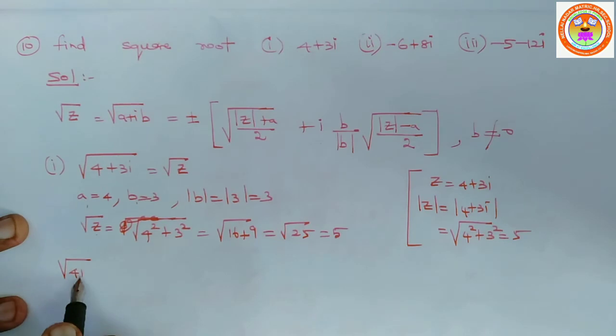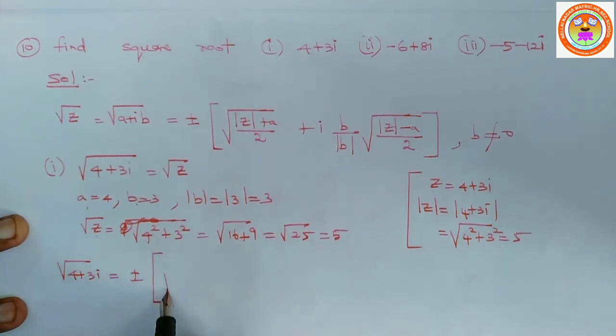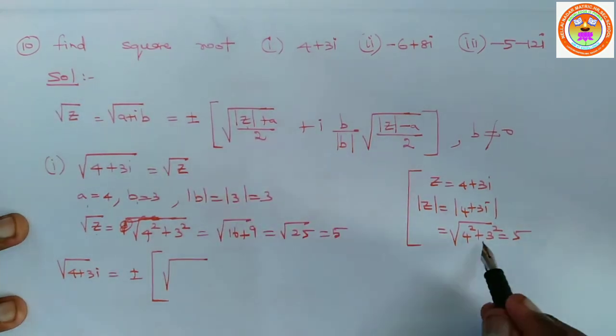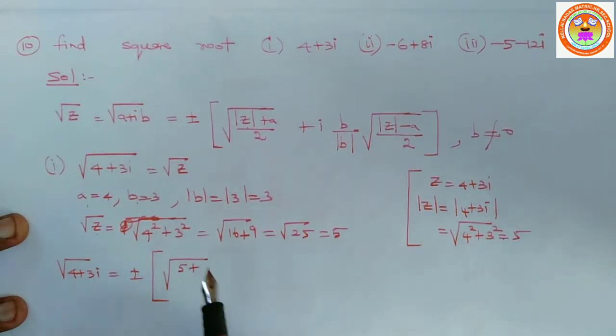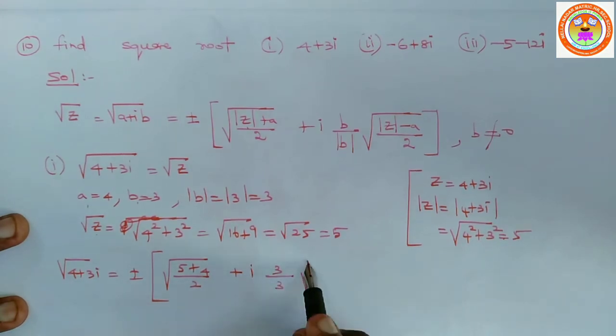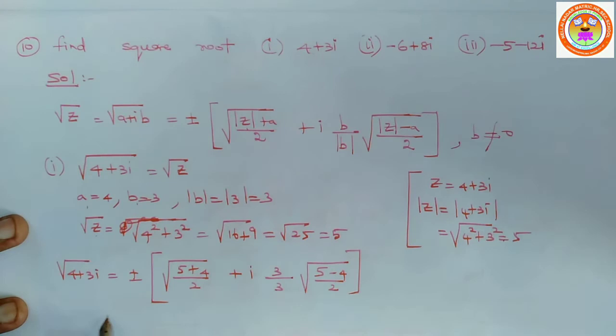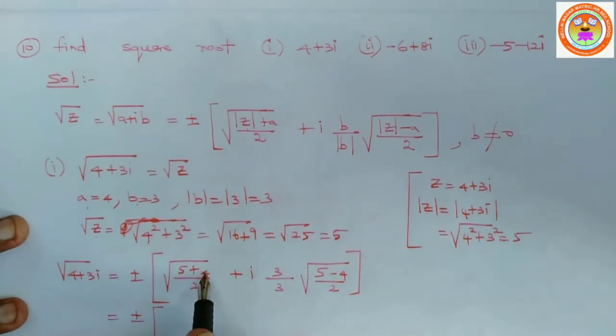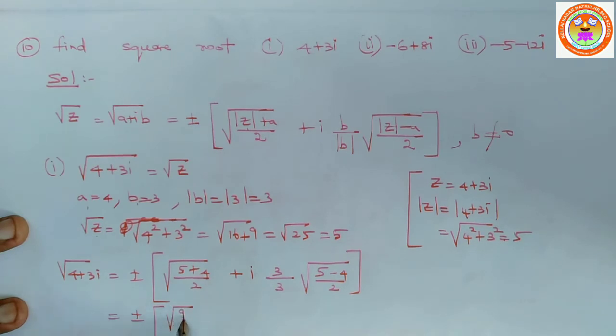Square root of 4 plus 3i is equal to plus or minus, open the bracket, square root of modulus of z, which is 5, plus a, where a is 4, divided by 2, plus i, where b is 3 and modulus of b is also 3, times square root of 5 minus 4 by 2. So the final answer is plus or minus square root of 5 plus 4, 9, by 2.